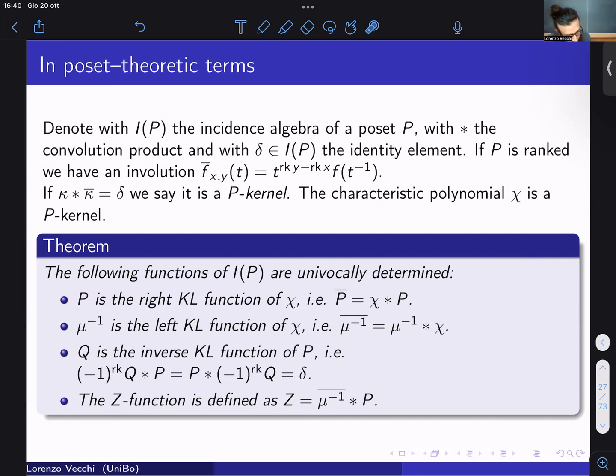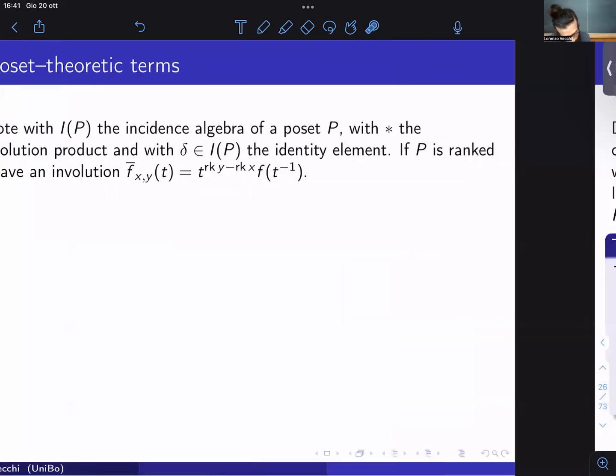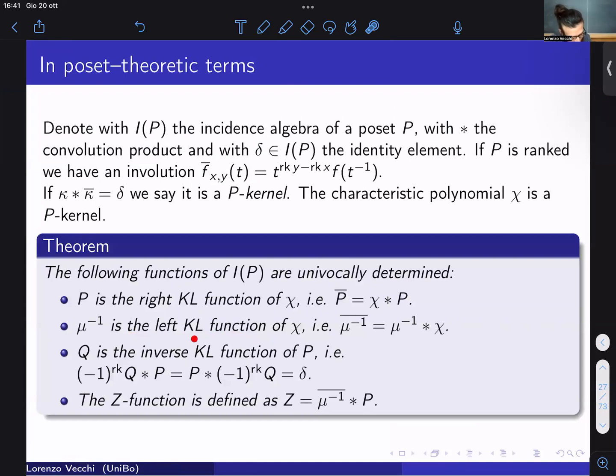So we define the right Kazhdan-Lusztig function as the function that, when convoluted to the right of the P-kernel, becomes the involution of itself. And if you look at what we had before, it's exactly what's happening here. We're convoluting chi with P and we get P with flipped coefficients. And then we also have a notion of left Kazhdan-Lusztig function, which we don't need for the rest of the talk. But since we might know what the Möbius function is, it's worth pointing out that the inverse of the Möbius function is the left Kazhdan-Lusztig function.